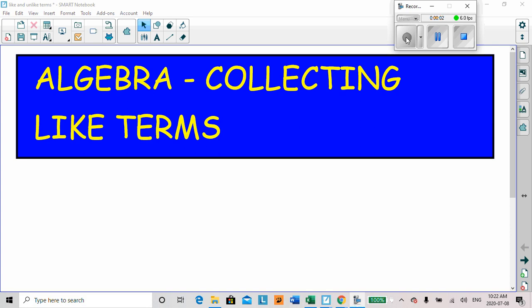Now we're going to start to learn about algebra. Algebra is when we start to let variables represent numbers that we don't know. We're going to begin by learning about like terms.